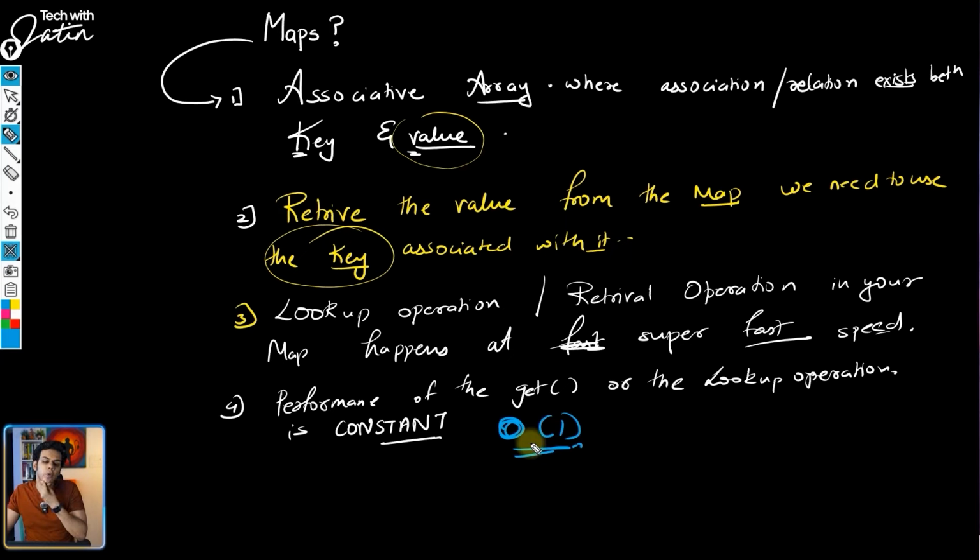Now, what it means over here that it is going to be constant, in simple terms, if I had to explain you, whether your map is going to have 1 record, 10 records, 100 records, 1000 records, or 10,000 records, okay, 1 million records. If I want to retrieve a particular value associated with a key, and if I'm going to give the key and I want to retrieve the value, that operation is going to happen quickly. Is this part clear to everyone? Perfect. This is the advantage of map.